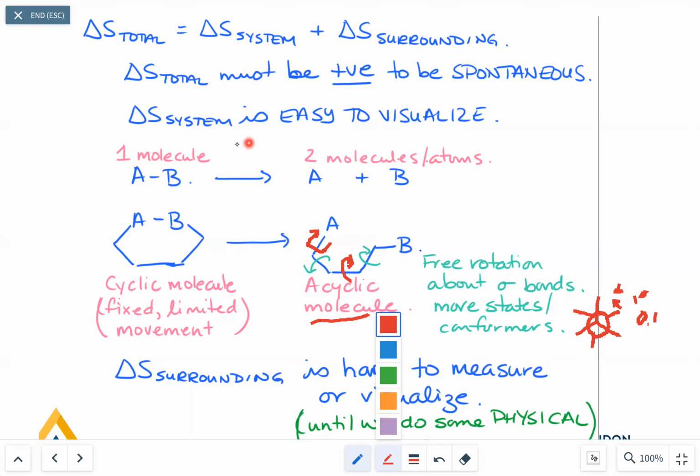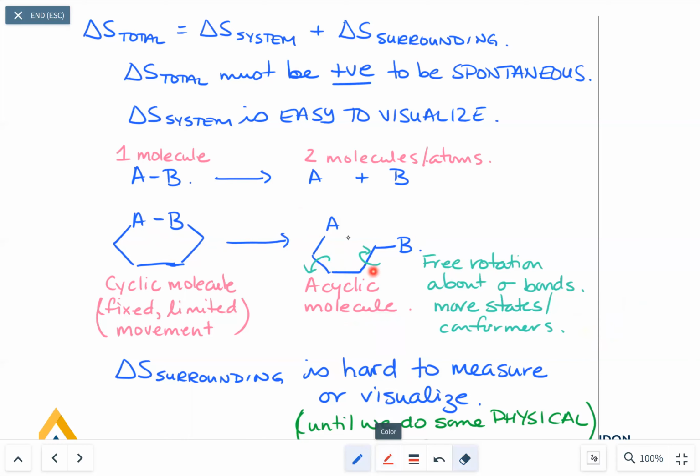I guess the point of this little thing here is that with the system, quite often we can say, is it going to a higher amount of disorder just by, okay, am I making two possible atoms? Is it going from being a cyclic structure to an acyclic structure? Both of those things are easy to visualize. But the actual surroundings, like this, is really hard to visualize. Yeah, I don't know how to do it. I don't have a good trick of how to do that.